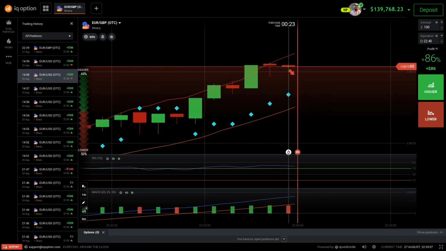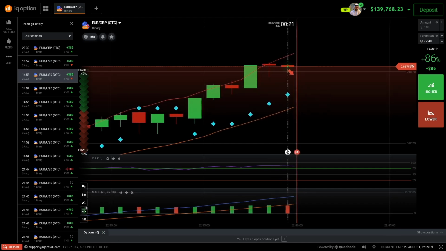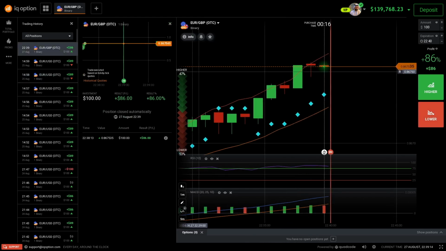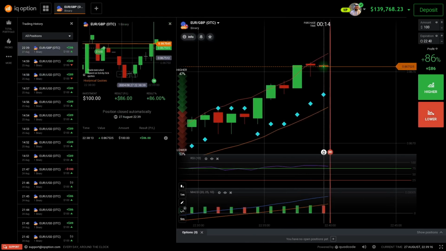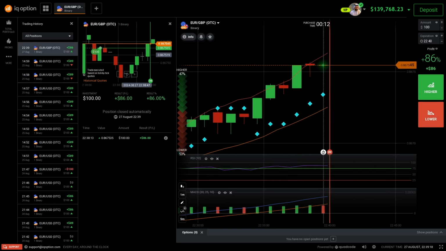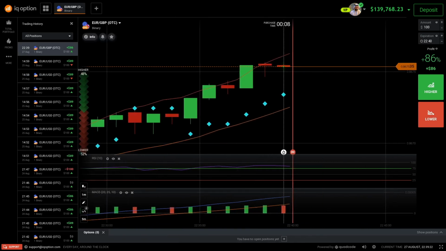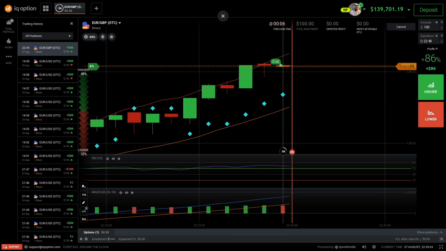Let's take a look at the last position. The market created a little bit of downtrend, then it was a clear uptrend. Yeah, I guess it's going up. Let's go up. Yeah, it's going up.